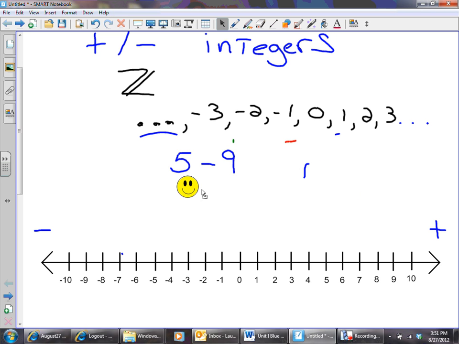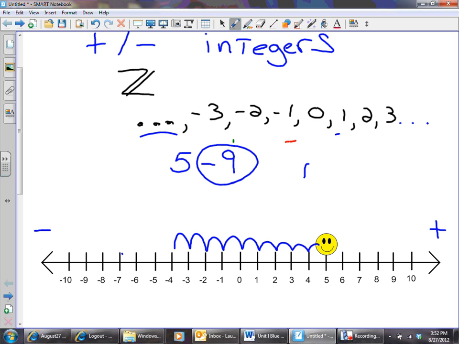Well, I'm going to put my smiley guy at positive 5, and so he goes to 5. And then I'm going to move him 9 spaces in the negative direction. So he's going to go 1, 2, 3, 4, 5, 6, 7, 8, 9. There we go. -4 is the answer. There you go.